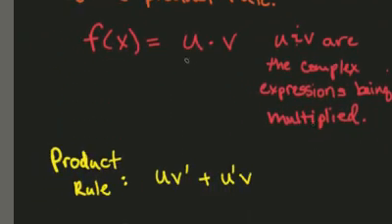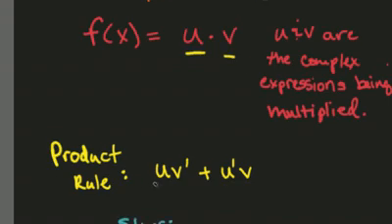Let's consider u and v being the two expressions being multiplied. The product rule says derive one times the other with no change, and then switch it around. Derive the one you didn't derive in the first expression and keep the other one the same. Alright, so derivative of one times the other plus derivative of the other times one.